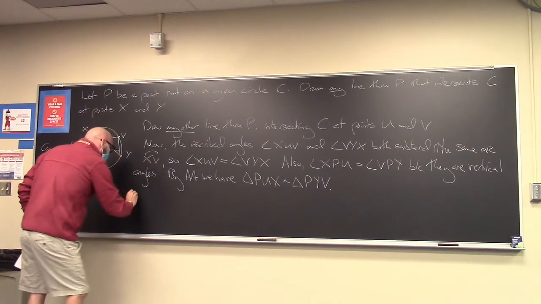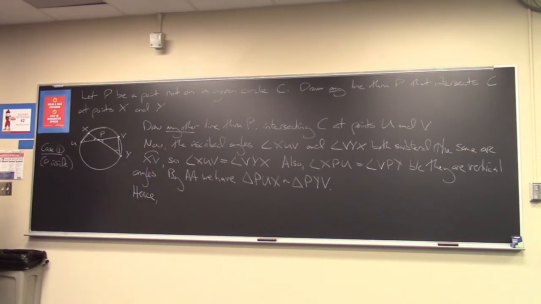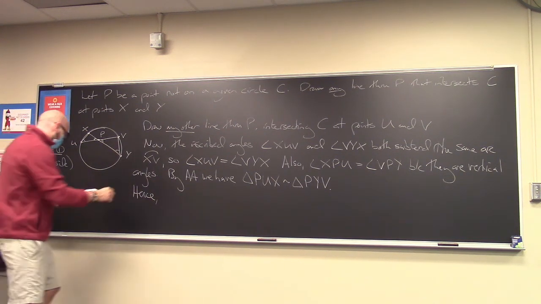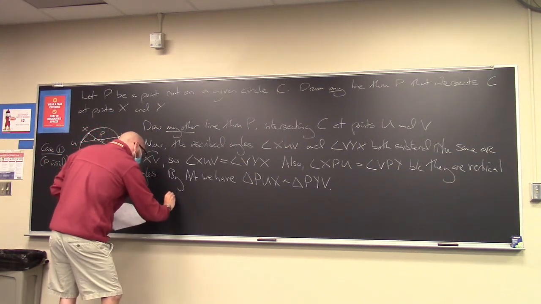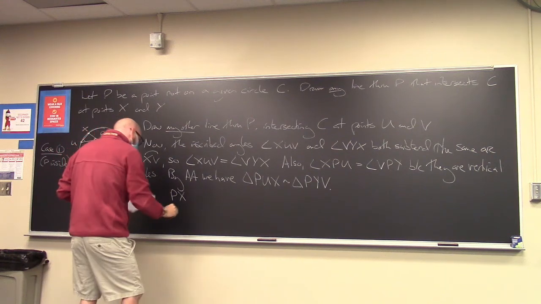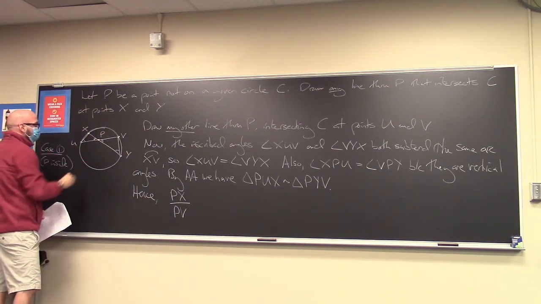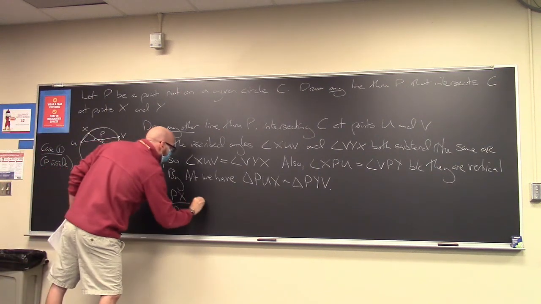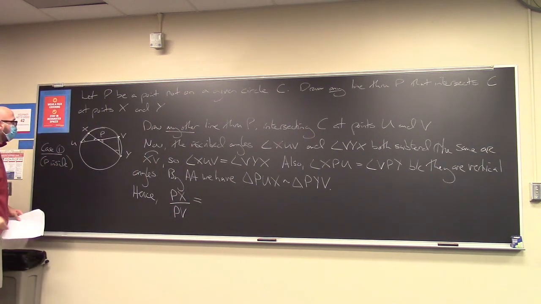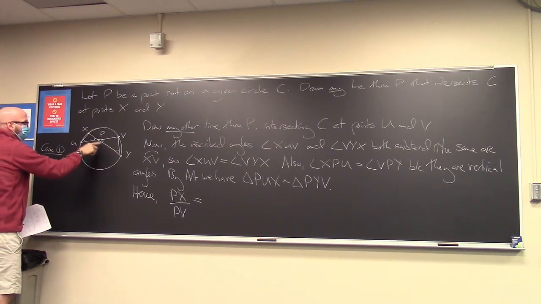Hence, if they're similar, the ratios of the sides are the same. The sides are proportional in length. So here are two corresponding sides, PX and PV. Those correspond to each other. That ratio should be the same as the ratio of any other two corresponding sides, and I'm going to go with PU and PY.